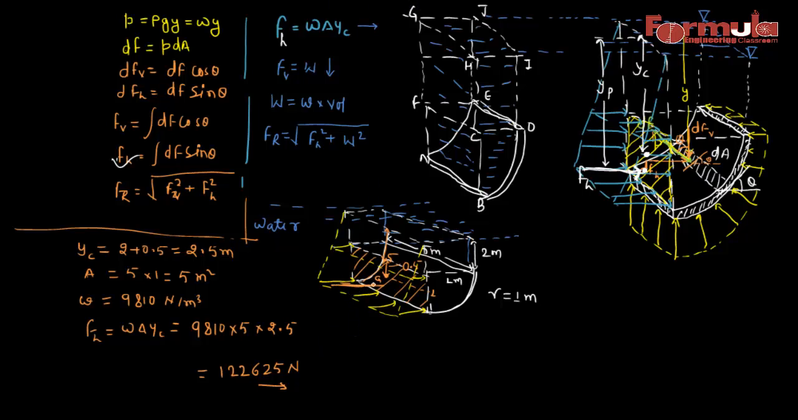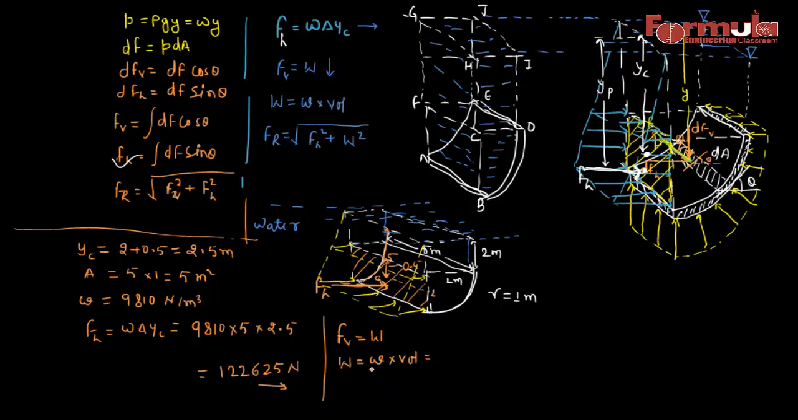So this is our horizontal force. Okay, so what is the vertical force? So vertical force will be the weight of the fluid held by this plate above this one. Okay, so vertical force Fv will be equal to the weight, and we can calculate weight as specific weight of water into volume.